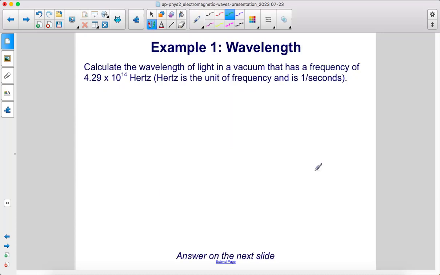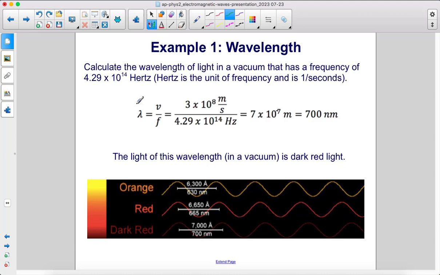Calculate the wavelength of light in a vacuum that has a frequency of 4.29 times 10 to the 14th hertz. Hertz is the unit of frequency, and it is 1 over seconds. All right, so we can use our wave equation, which is on the AP Physics 2 equation sheet. Now, what is the wave speed?